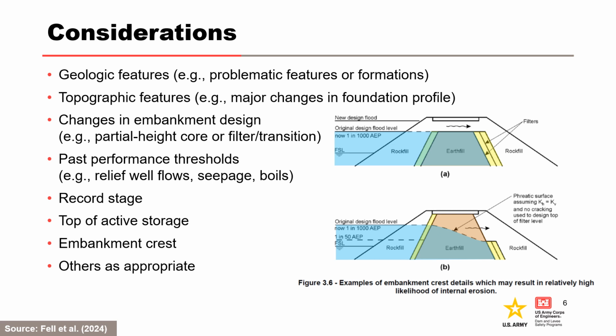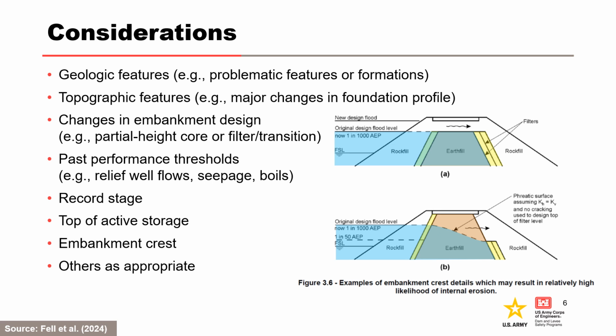The top figure is an example of a design change with the embankment cross-section that occurs at 1 in 1000 AEP with a partial height impervious core and chimney filter. Flow-through rock fill can occur above the impervious core.